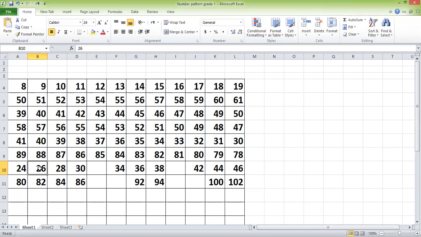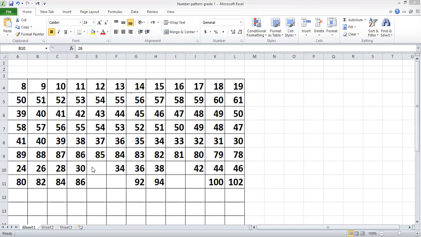I will check again. 26, then if I add 1, 27. So 26 plus what will give us 28? Yes, 2. 26 plus 2 is equal to 28. So guys, we learned that in this pattern we are adding 2's. 26 is 2 more than 24. 28 is 2 more than 26. And 30 is 2 more than 28.